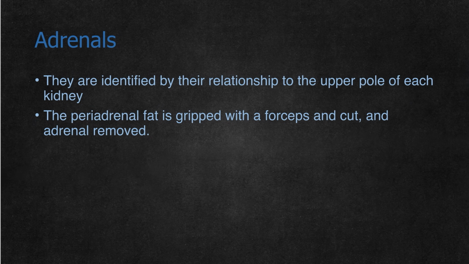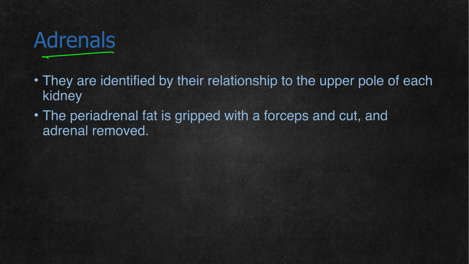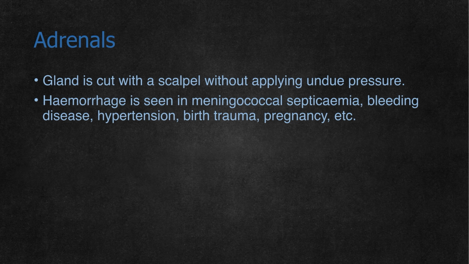to be noted. Then the adrenals, which are present above the kidneys, are identified by their relationship to the upper pole of each kidney. Periadrenal fat is gripped with the forceps and cut, and the adrenals are removed. The gland is cut with a scalpel without applying undue pressure, since it is fragile, so it has to be cut with gentle pressure. Hemorrhage in this is seen in meningococcal septicemia, bleeding diseases, hypertension, pregnancy, etc. In all these cases, hemorrhage is present in the adrenal gland.